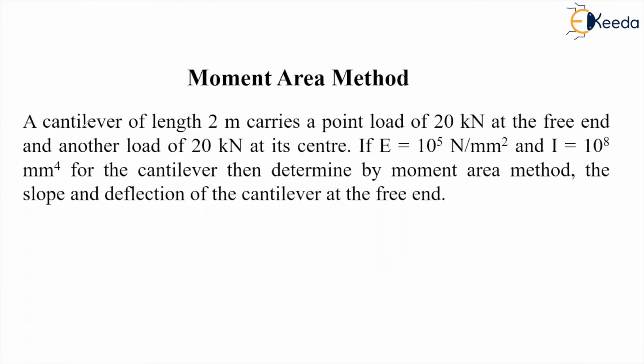So here a cantilever beam is there, the length of the beam is 2 meters, a point load of 20 kilonewton is given at the free end, and there is also a 20 kilonewton load at the center. Free end as well as center, two loads are given here. The Young's modulus of elasticity and moment of inertia are given. We have to find, using the moment area method, the slope and deflection of the beam at the free end. So let us solve this problem.